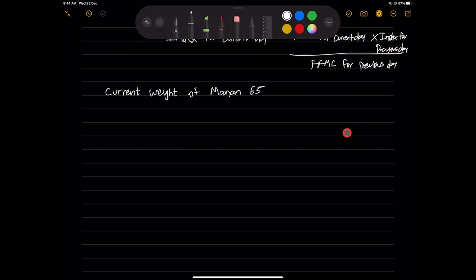Me and Shashank enter into a futures contract. So I am on one side, Shashank is on the other side. I say I will take a long position on Manan's weight. So I am long on Manan's weight. Shashank says, sir, I am short on Manan's weight.